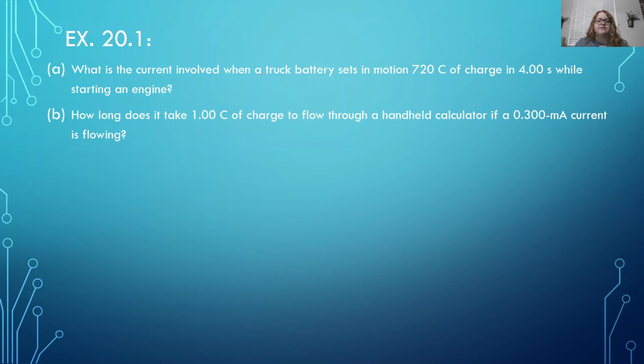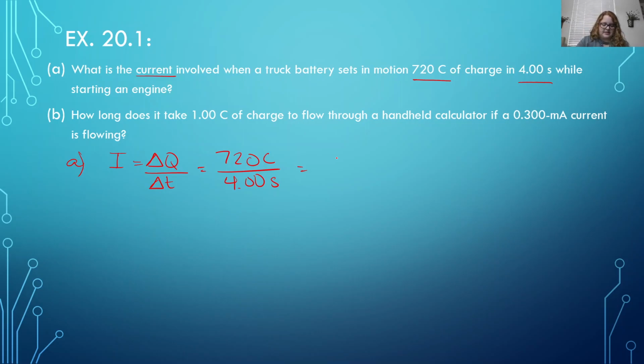Okay, so let us look at an example real quick, example 20.1. What is the current involved when a truck battery sets in motion 720 coulombs of charge in 4 seconds while starting an engine? Okay, so we just found that current is equal to delta Q over delta T. So we can go ahead and plug these in. We have 720 coulombs of charge and 4.0 seconds.